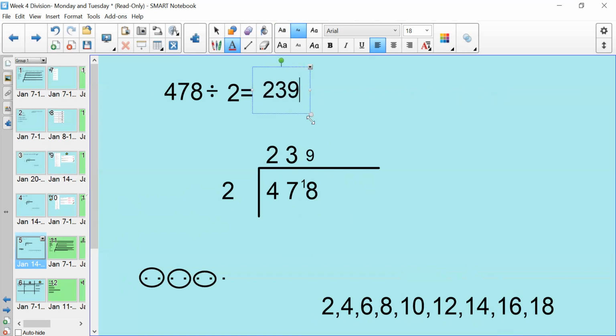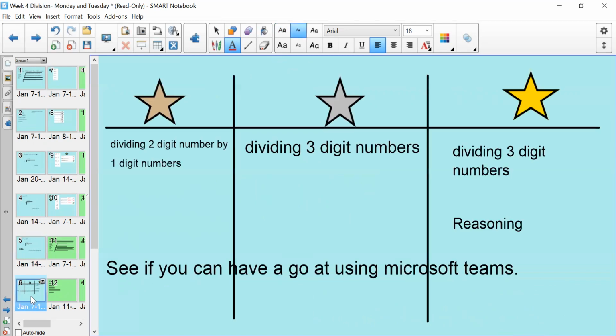So this was an example of where you did need to regroup. But it's exactly the same as when we are doing 2-digit numbers, whether you have to regroup or not. So today's lesson, you're just going to have a practice at 3-digit numbers. So if you're doing the bronze challenge, you will still be focusing with 2-digit numbers this week. If you're going to do silver and gold, we've put it on the same slide for you because you'll be doing the same sums with the extra 3 reasoning and problem solving questions.